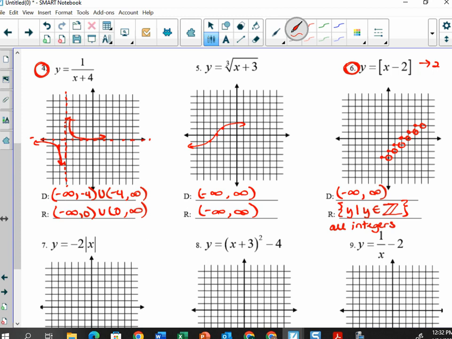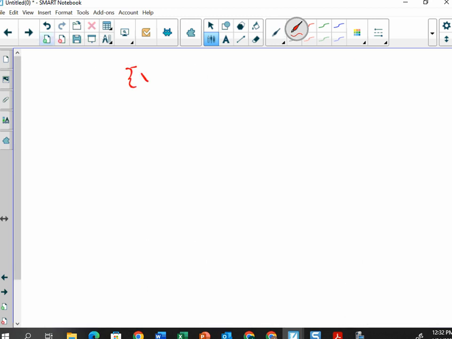How do you write that? What does that mean? Y such that Y is an element of integers. Remember we did for our domain X such that X is an element of the reals, but X cannot equal -4, right? We did that. Okay. Same thing but with a Y.